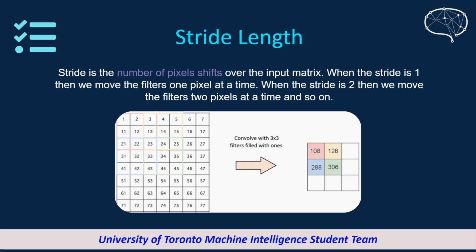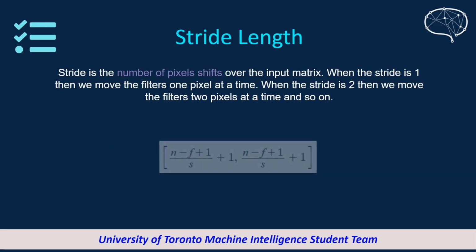You might also be able to see that if we increase the stride length, the dimension of the resultant matrix will decrease. The dimensionality of the resultant matrix follows the following rule. Here S is the stride length, F is the dimension of the kernel, and N is the original dimension of the image matrix.